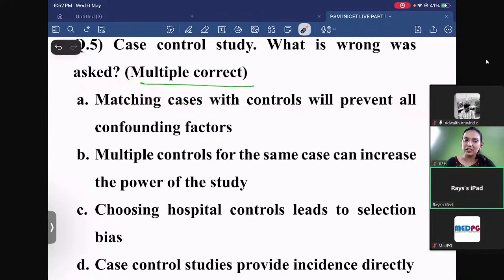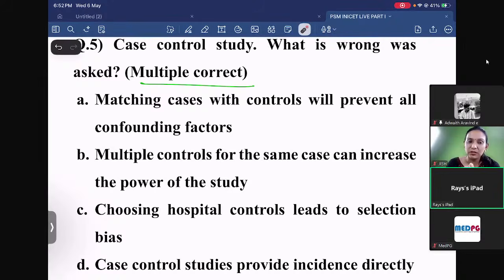So what is matching basically? In a case control study, you have to have cases and you have to have controls, and these two groups have to be similar. Only then can you make some inference, like retrospectively thinking about the exposure and all that. The first criterion is that the cases and controls have to be similar. So for that, we do something called matching. And matching actually prevents the known confounders.